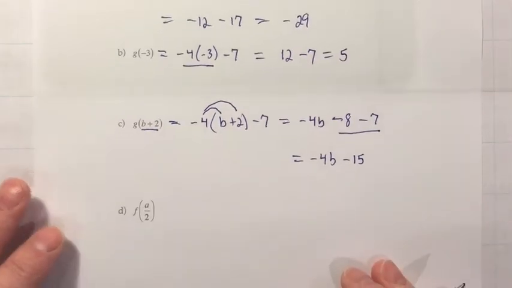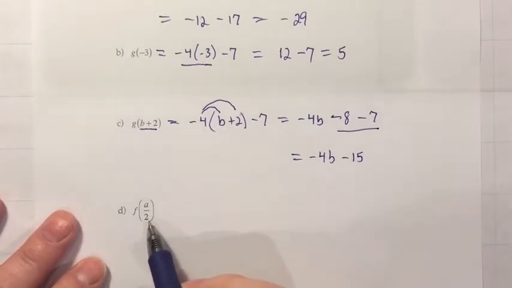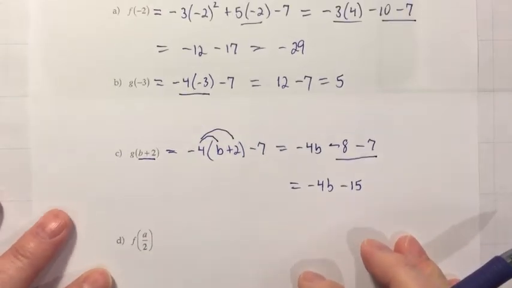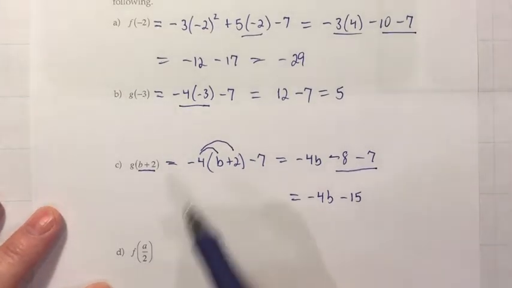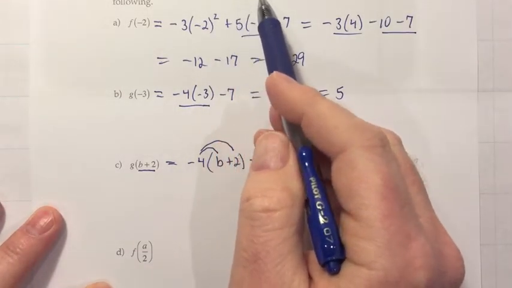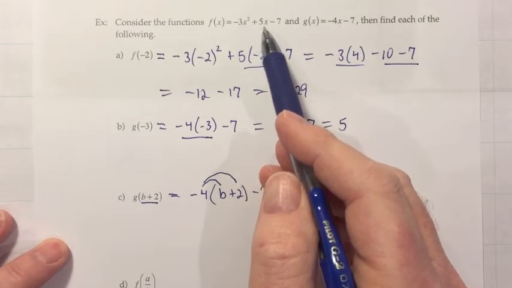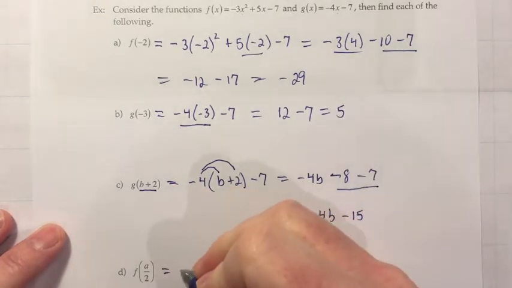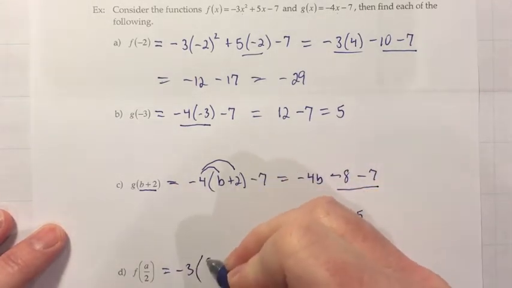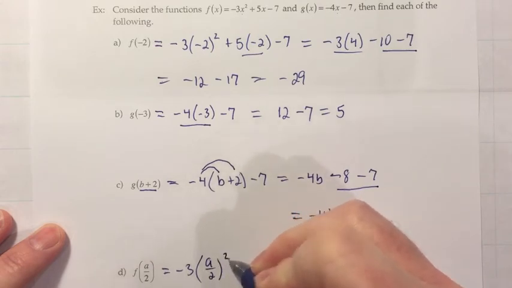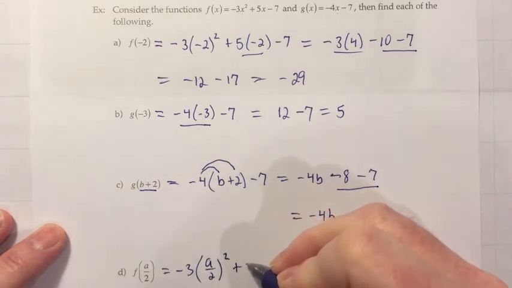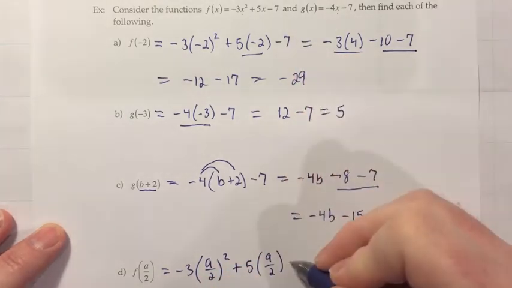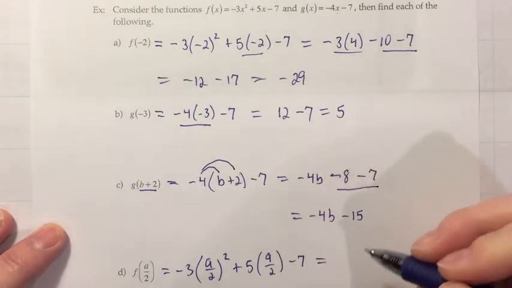Alright, and then for the final one, we have f of a over 2. So we have something messier, a fraction expression, but the rule still doesn't change. We need to take this a over 2, which they substituted in place of that x, and substitute it in place of those x's on the other side of this function. So let's see, we've got negative 3 times x squared, so we'll substitute the a over 2 in place of that x. And then it's plus 5x, so we'll put 5 times, and then substitute the a over 2 there as well. And then there's a minus 7, so we'll do that. After that, we'll just simplify a little bit.